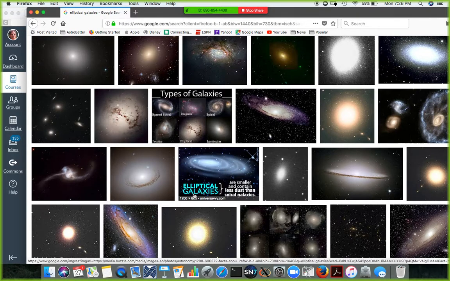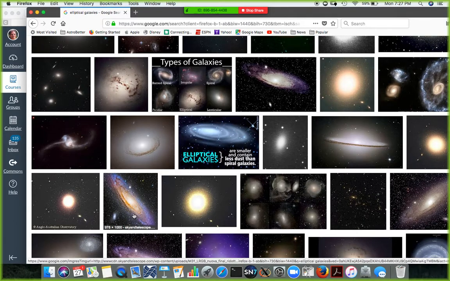it says here that elliptical galaxies in the universe are smaller and contain less dust than spiral galaxies. But this looks like a spiral. It's a funny galaxy. I don't know what that is. This is a spiral galaxy. This is not elliptical. This is an elliptical galaxy. This I don't know. I can see this dark dust lane. This has a dust lane in there.